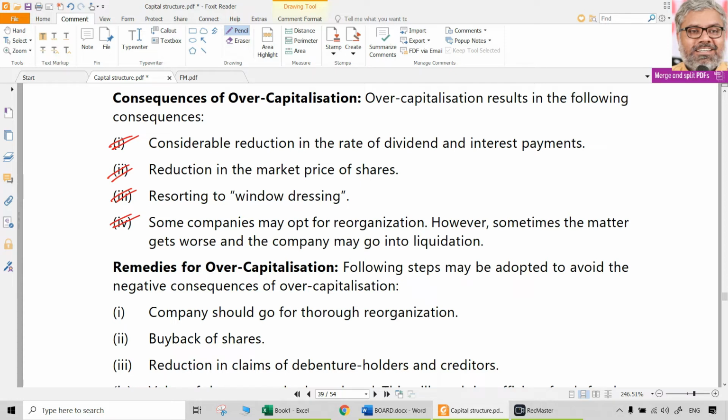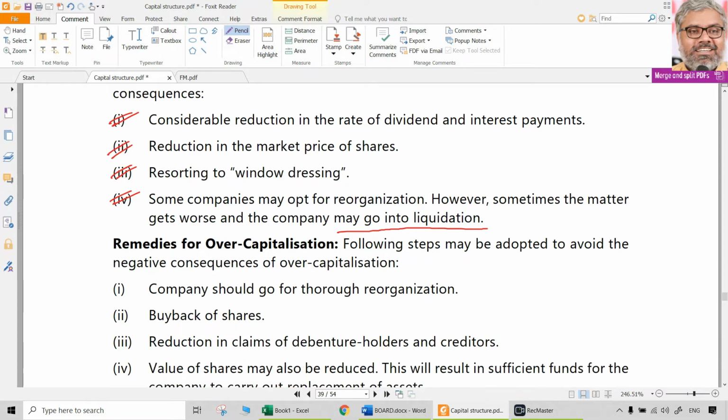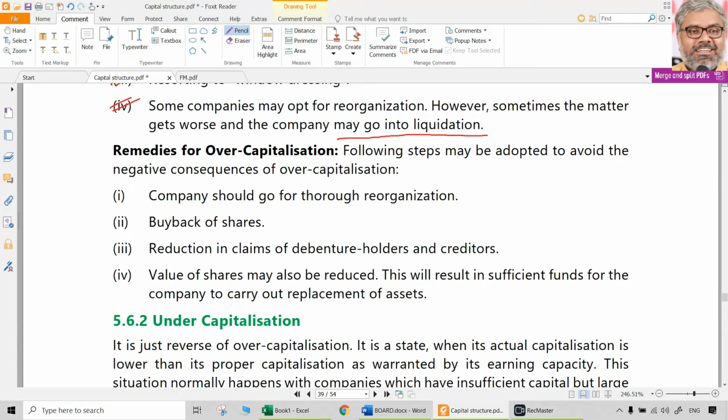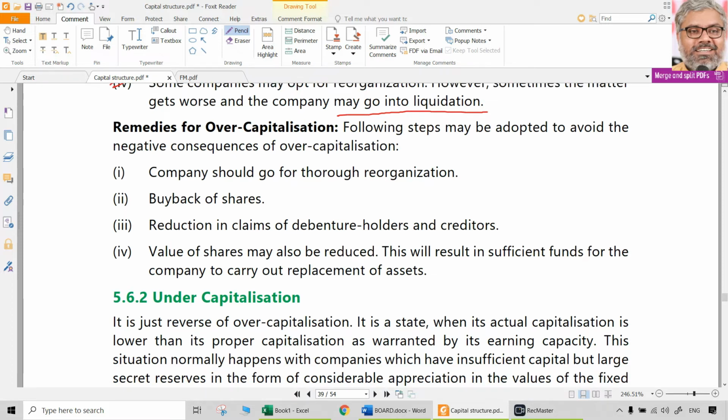Then, if matters go worse, maybe the company can even go into liquidation. That is the danger of overcapitalization. These are all various consequences of overcapitalization which are possible. Now, what can be the remedies for overcapitalization? Either the company can go for reorganization, or buyback of shares if it has sufficient cash, or reduction in the claims of debenture holders and creditors, again if it has cash, and the value of the shares may also be reduced.